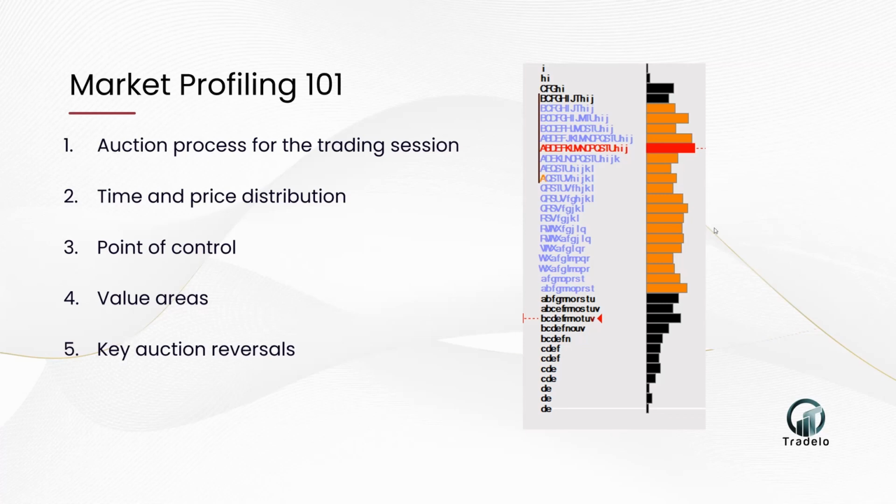Okay, the next thing we have are value areas. So you'll see orange color and you'll see black color. A value area is just in essence where 70% of the volume is distributed. So you can see that 70% of the trade occurred where these orange lines are, or where the letters are colored purple. The black areas are obviously outside of that distribution.